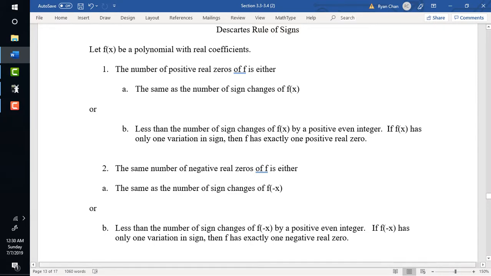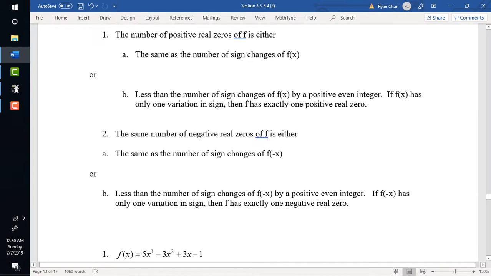And then the negative real zeros is kind of the same thing as well. It says less than the number of sign changes of f of negative x. If f of negative x has only one sign change, then it'll have exactly one negative real zero.